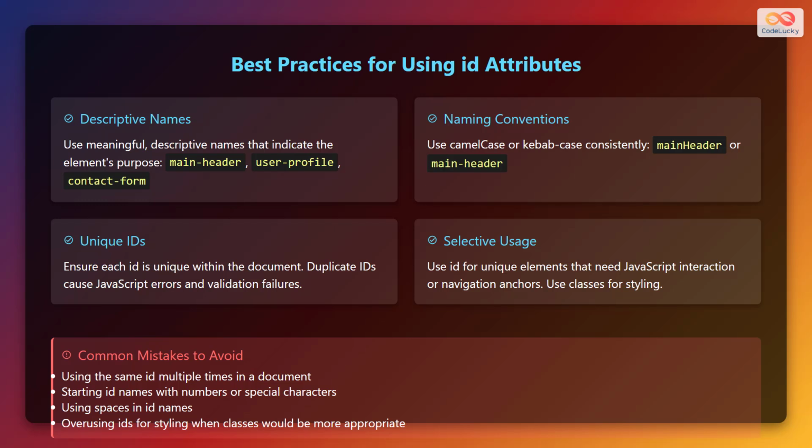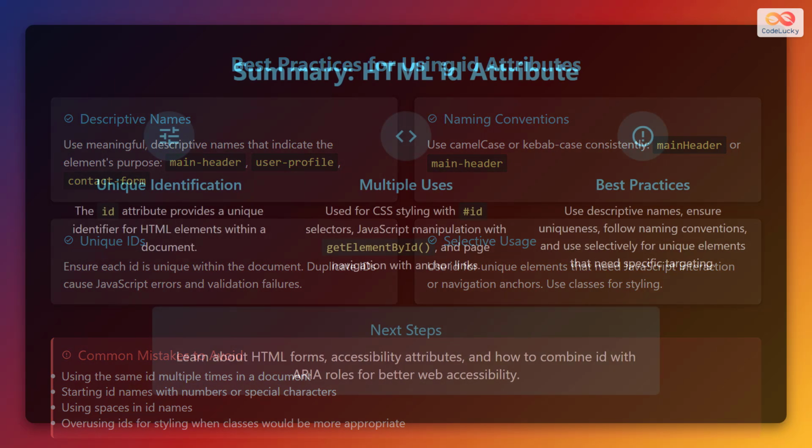Some common mistakes to avoid are using the same ID multiple times in a document, starting ID names with numbers or special characters, using spaces in ID names, and overusing IDs for styling when classes would be more appropriate.